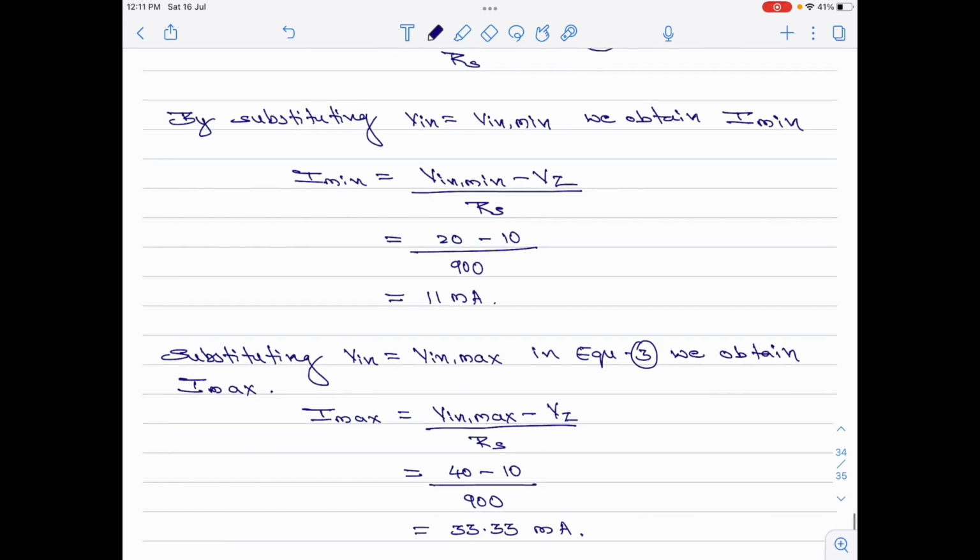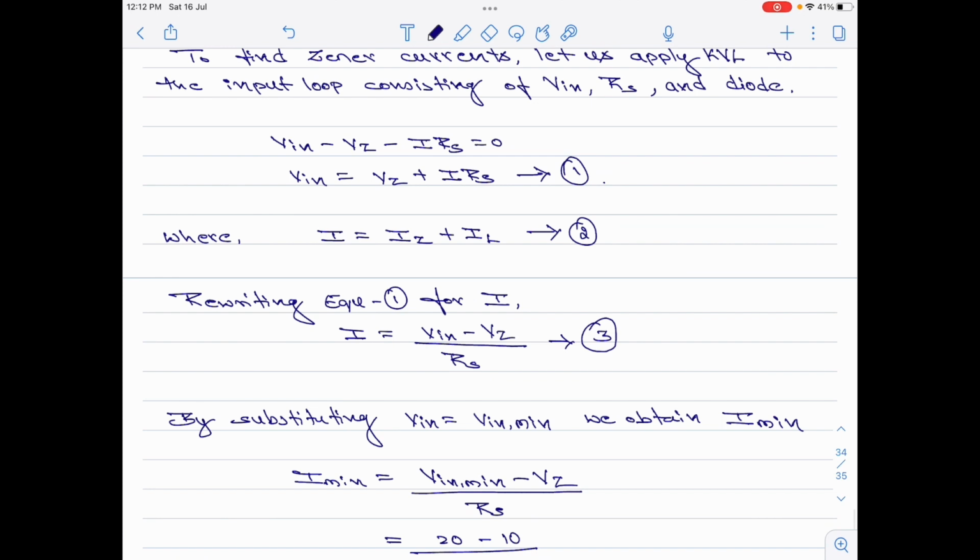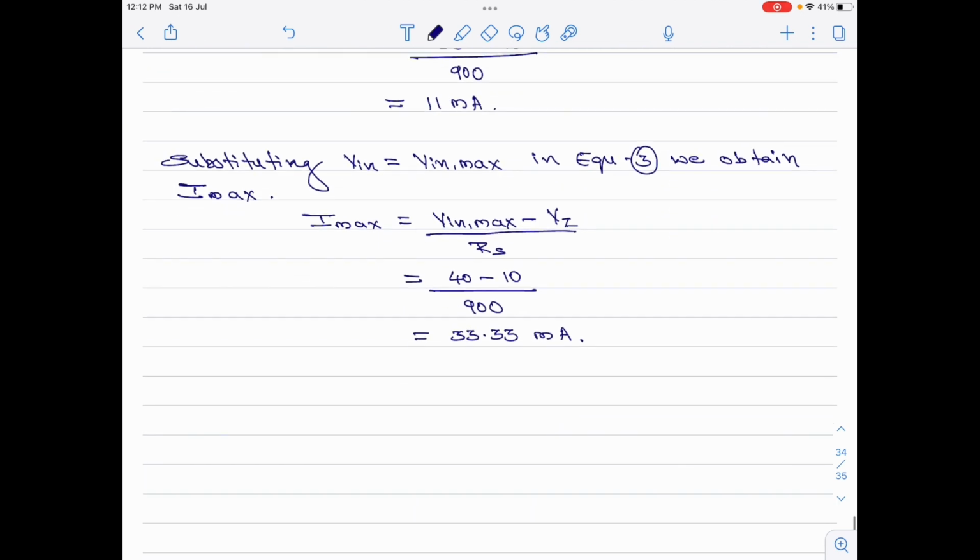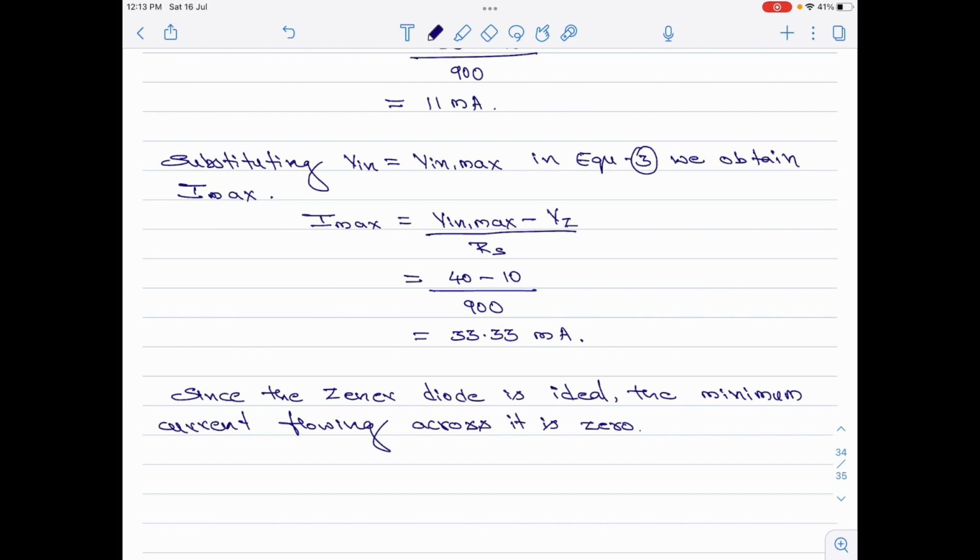We will use these I minimum and I maximum values to find the Zener current values by substituting them into equation 2. Anyhow, I will do that later. First, let us find the value of IZ minimum, which is the Zener minimum current. Please note, we are told the Zener diode is an ideal diode. Therefore, the minimum amount of current that flows across it when it is conducting should be 0. So, the value of IZ minimum is equal to 0 amperes.